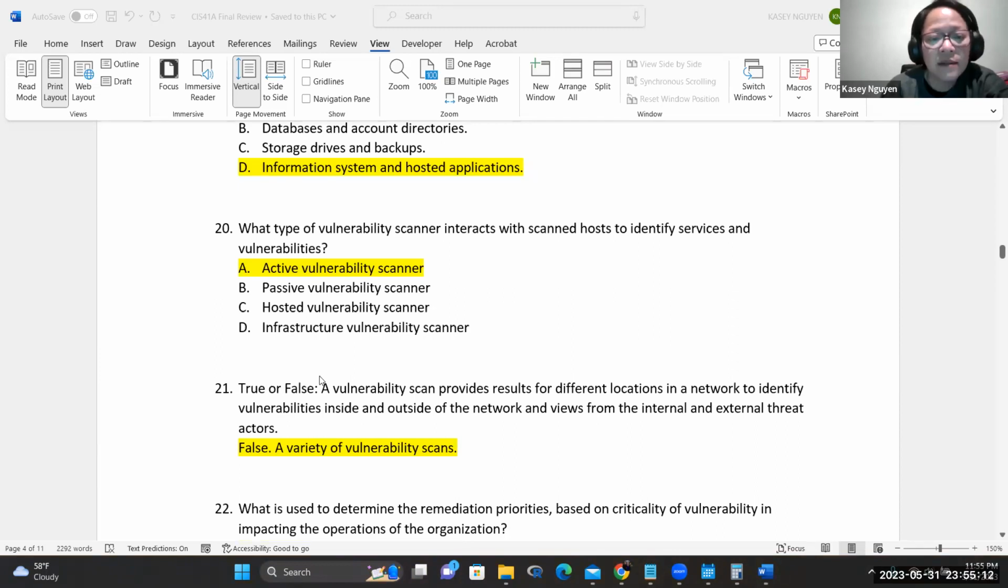Number 21, true or false? A vulnerability scan provides results for different locations in the network to identify vulnerabilities inside and outside the network and views from internal and external threat actors. And that's false. We want to have a variety of vulnerability scans. We don't want to just have one type. So a variety of vulnerability scans is going to give you the inside and the outside views and show how the weaknesses of your network and infrastructure would be.